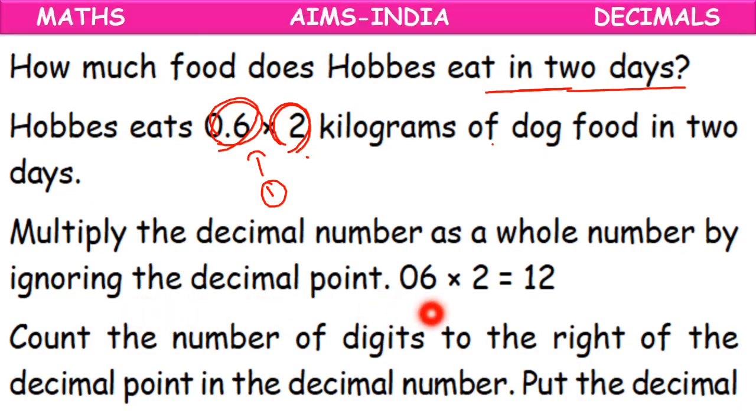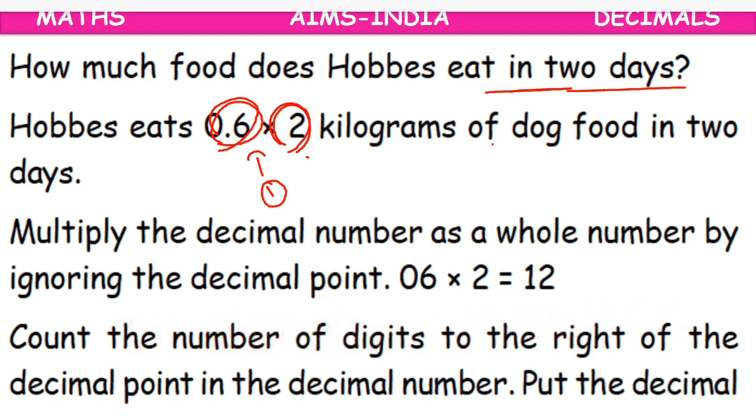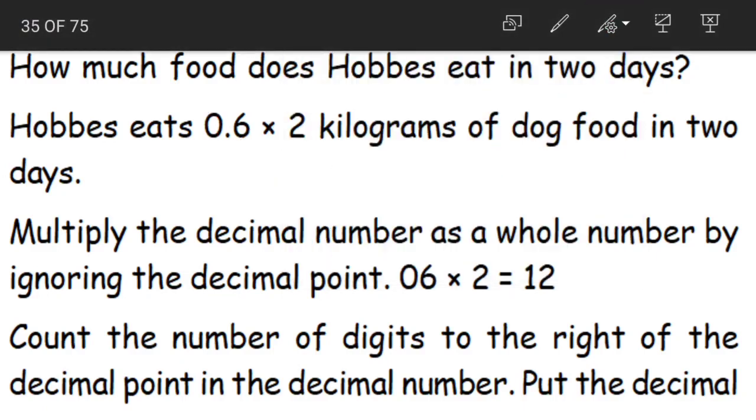See, count the number of digits to multiply the decimal number as a whole number by ignoring the decimal point. Yes, that is what we have done. 0.6 into 2 is equal to 12. Now count the number of digits to the right of the decimal point in the decimal number. Yes, if you look here, to the right of the decimal point, we are having only one digit.